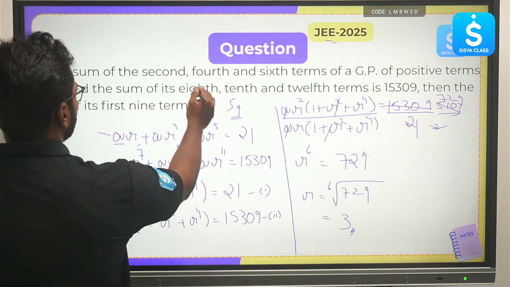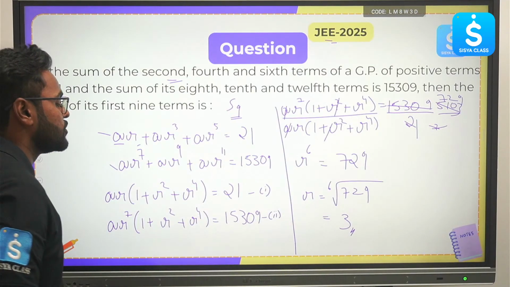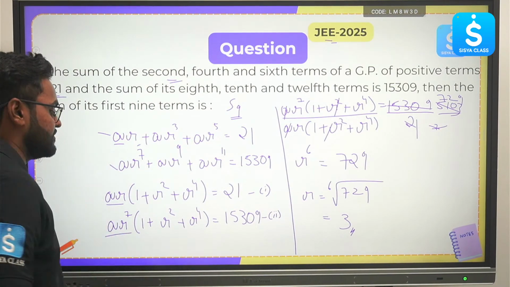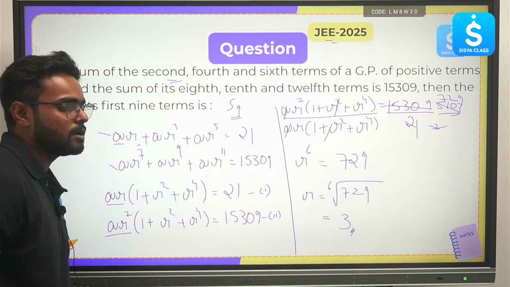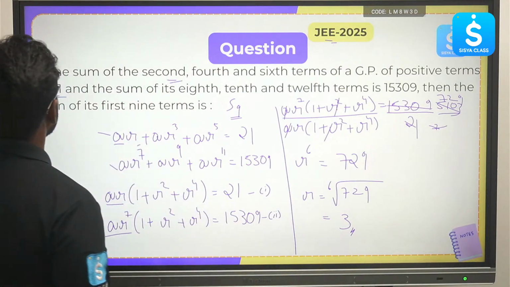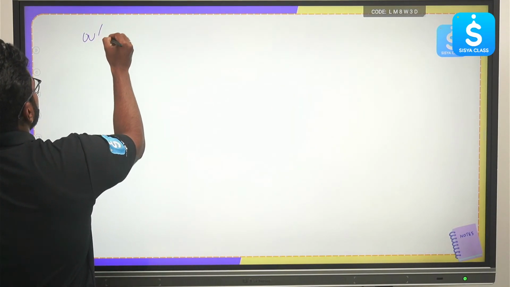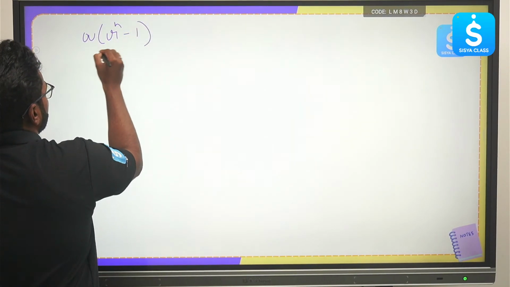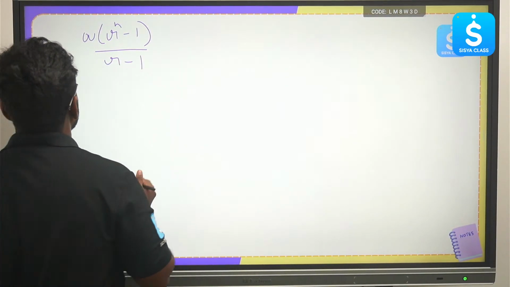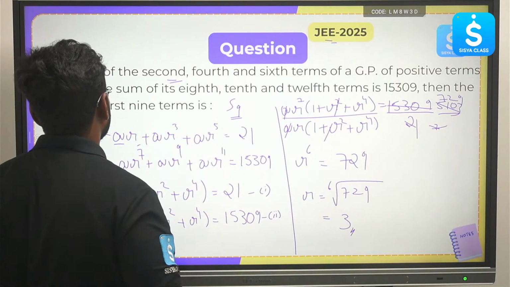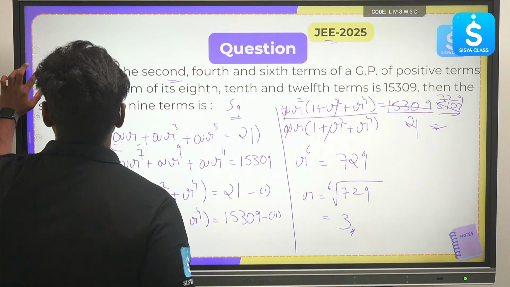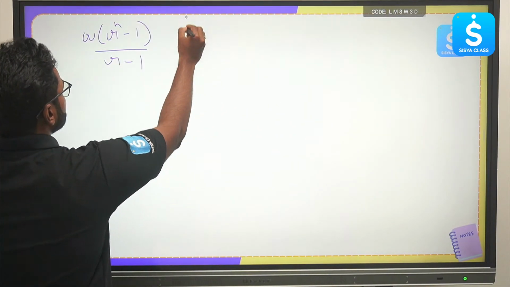What we have done, we used both equations to find the value of R. We removed the common thing, AR and AR power 7, so we got the same expression on both sides. Now we have been asked the sum of its first 9 terms. The formula of Sn, the sum of n terms, is A into R power n minus 1 by R minus 1. We have R. Do we have A? Okay, we do not have A. Let us try finding out the value of A from this equation. Let us keep this aside.